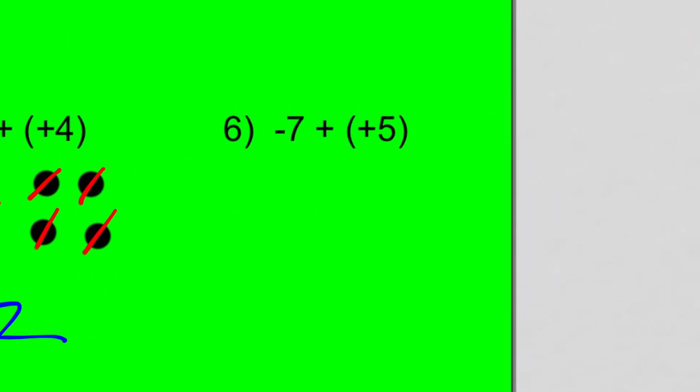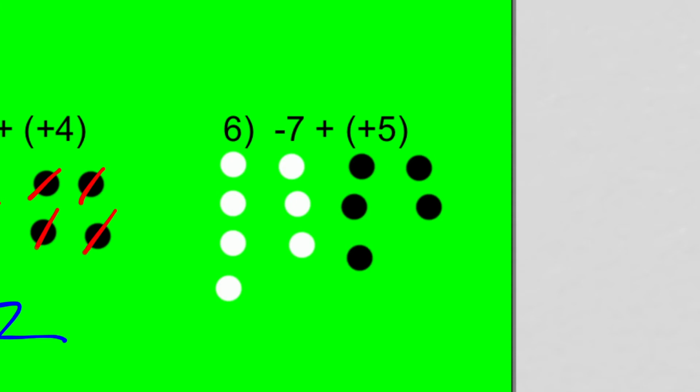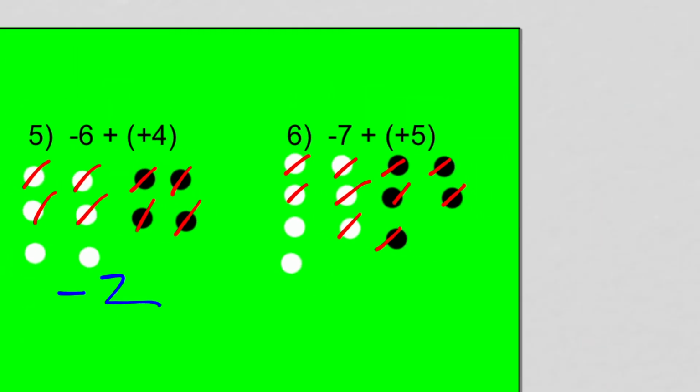And then my last one in this set, negative 7 combined with positive 5. Well, 7 negatives I will model out with 7 white circles, or 7 unshaded in your case. And 5 positives will be 5 shaded. And every time I have a positive and negative, they cancel. So look at how many 0 pairs I have here. I actually have 5 of them. And I'm left with 2 little lonely unshaded, which makes negative 2.